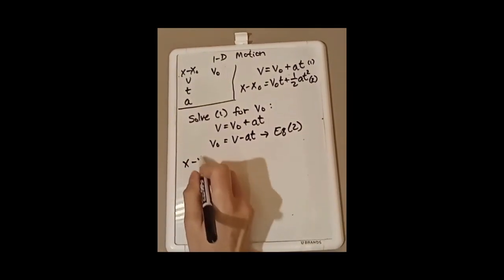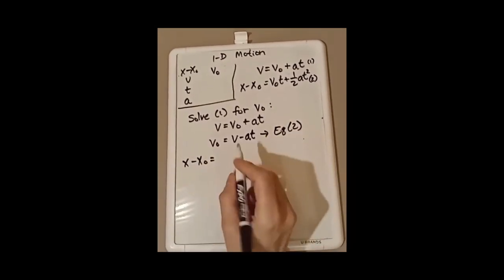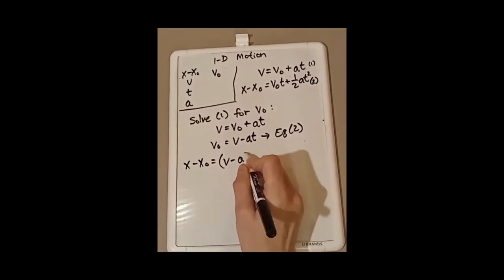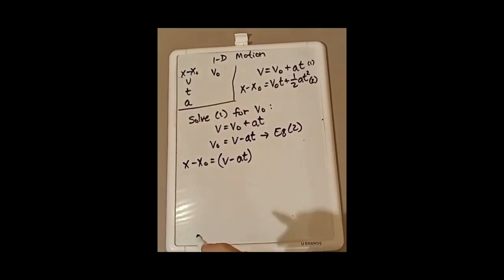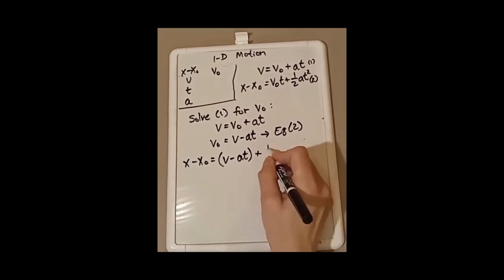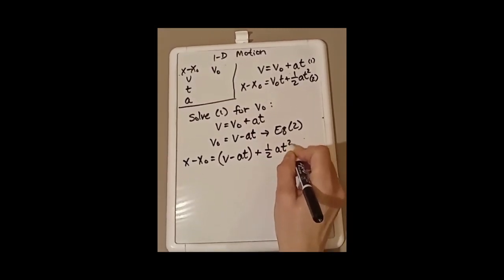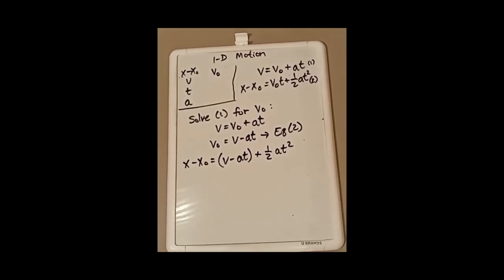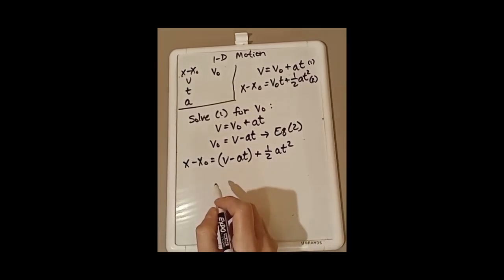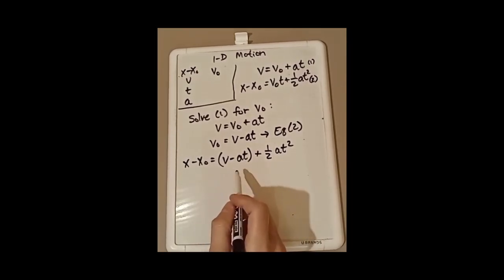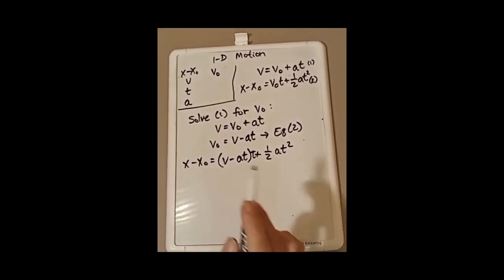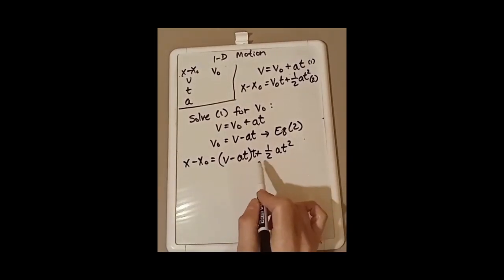So we have x minus x naught is equal to v naught t, but now v naught is going to be v minus at, plus 1/2 at squared. Okay, and then again we're just going to start solving. Oops, there's a t here. x minus x naught is equal to v minus at times t plus 1/2 at squared.